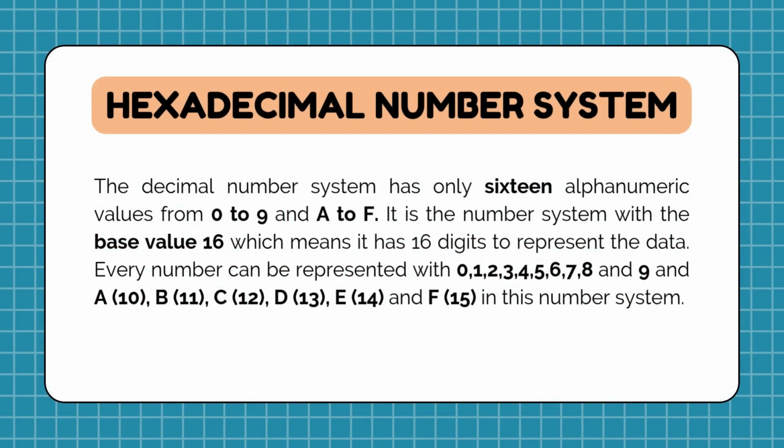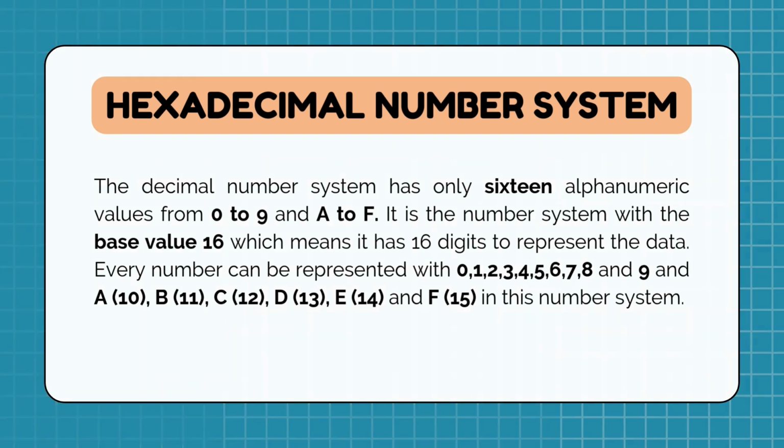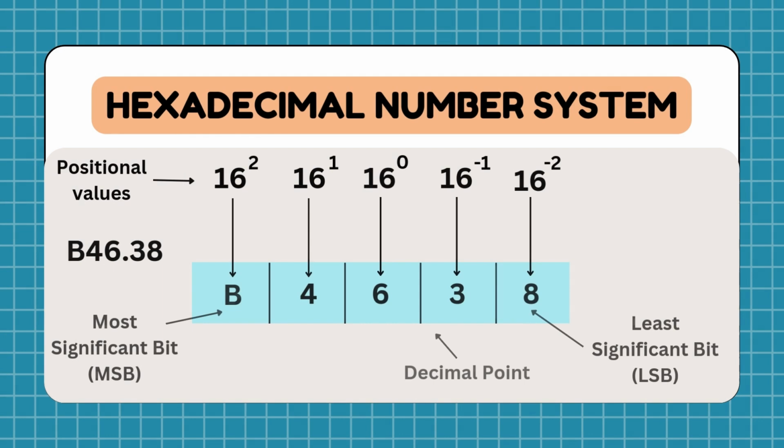Finally, we have the hexadecimal number system, which is widely used in programming and digital systems. It uses 16 symbols, 0 to 9 and A to F, where A represents 10, B represents 11, and so on up to F, which represents 15. The base value here is 16. For example, the hexadecimal number B46.38 represents a specific value in the decimal system.